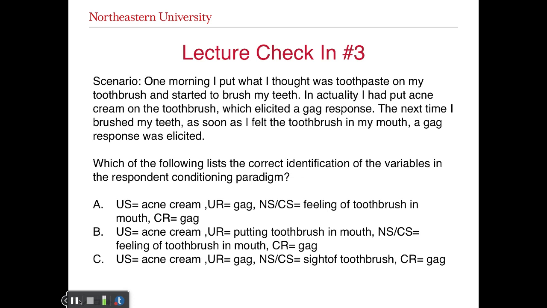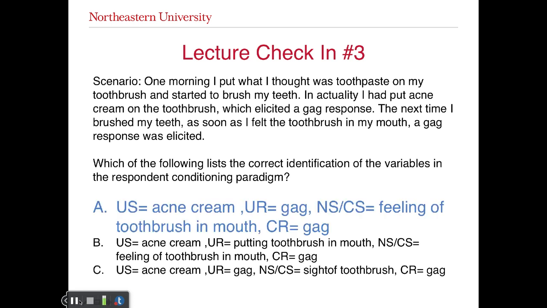All right, so this is actually an example that also occurred where I was brushing my teeth and instead of toothpaste used acne cream, which elicited a gag response. And then the next time with a brand new toothbrush, I will also say, so there were no hints of acne cream anywhere around, the gag response also occurred. So, thinking about that, which of the three is the best list of the components of Pavlovian classical or respondent conditioning?